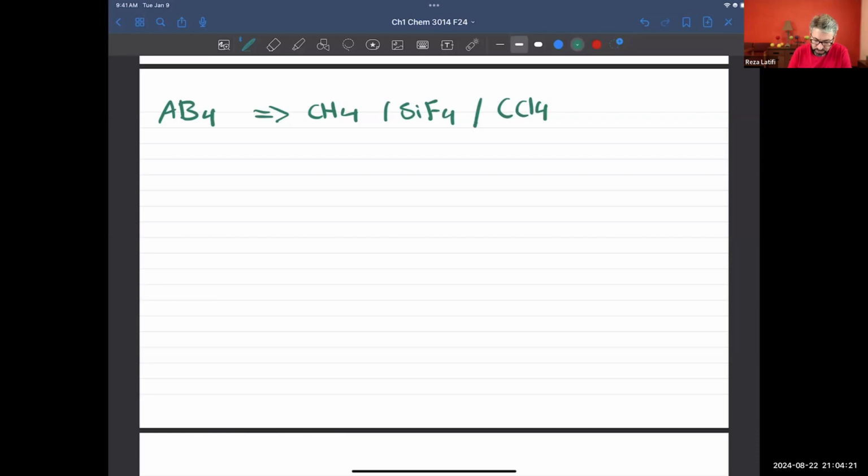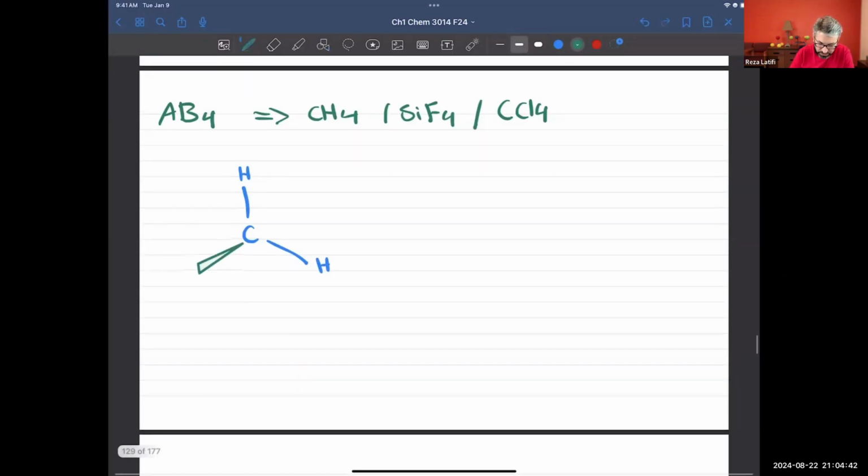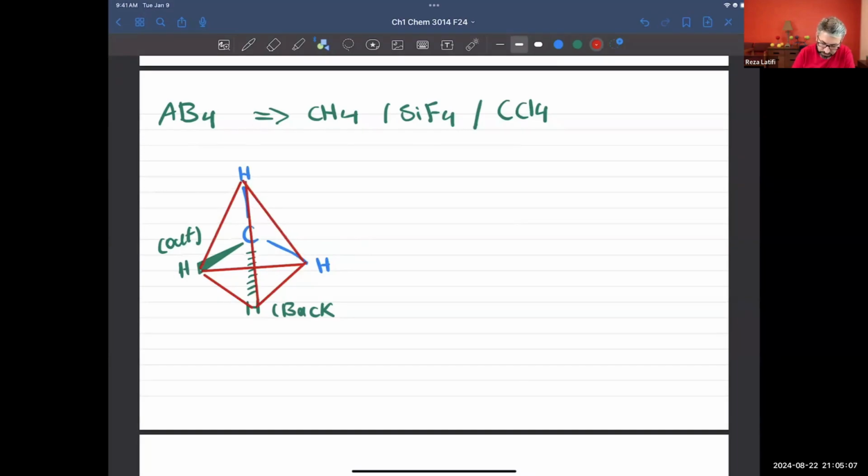In this case, your central atom, for example carbon, will be attached to 2 hydrogen atoms inside the plane. 1 hydrogen atom will be pointing to you. That hydrogen atom is pointing to us, so it will be out of the plane. And the last one will be at the back of the plane. Now, if I connect them and connect them to the top atom, that's going to give me a pyramid.